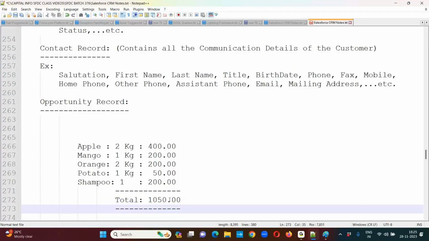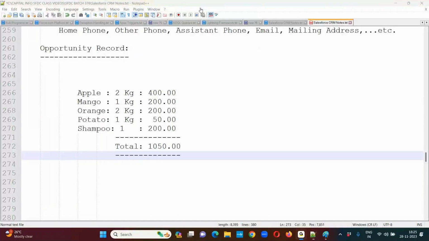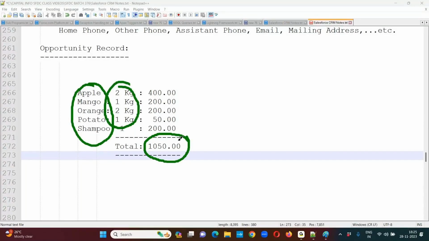Now that means today the supermarket people got the opportunity to get 1050 rupees of revenue from my side. I'm the customer, I have purchased the products. These are the products I have purchased, this is the quantity, and this is how much revenue they have generated: 1050 rupees. That means today the supermarket people got the opportunity to generate revenue of 1050 rupees from my side.